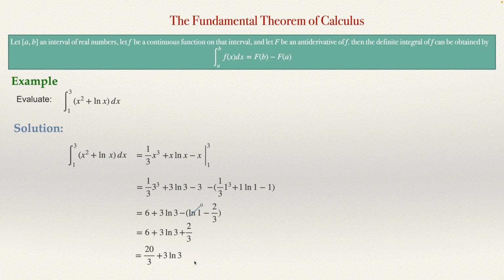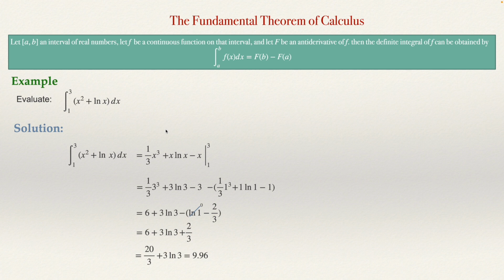And if you want to know what number this is in decimal, you just use your calculator. 3 multiplied by the natural logarithm of 3 plus 20 over 3. So I get 9.96. This is the value of this definite integral, which will always be a real number. Okay, this is this example.